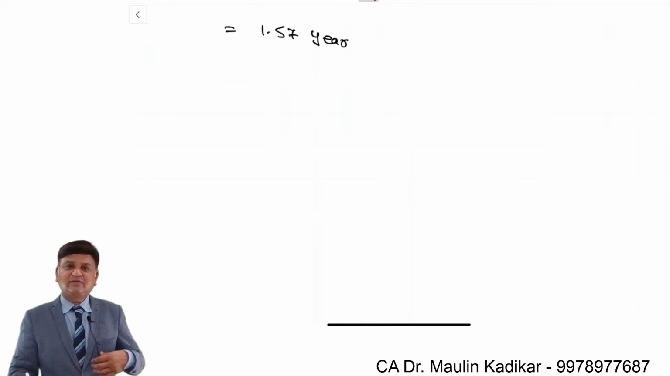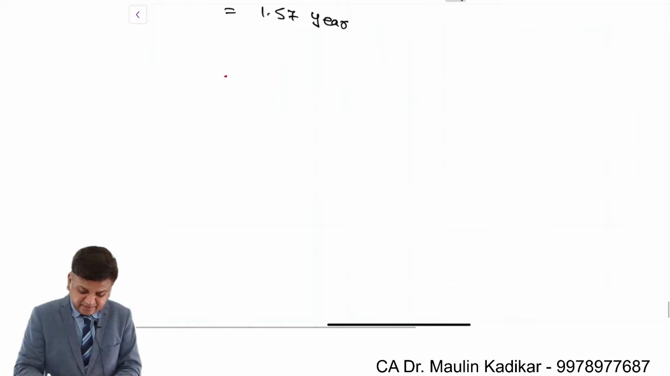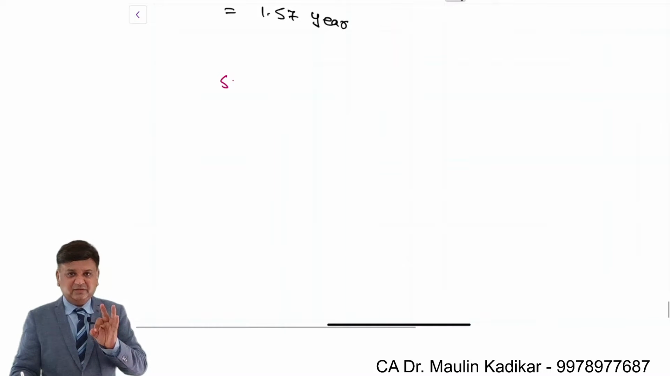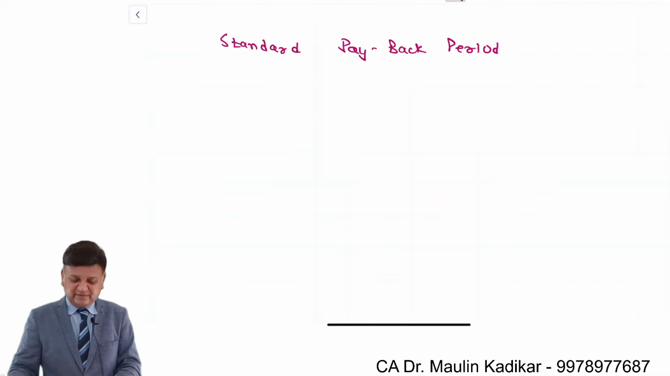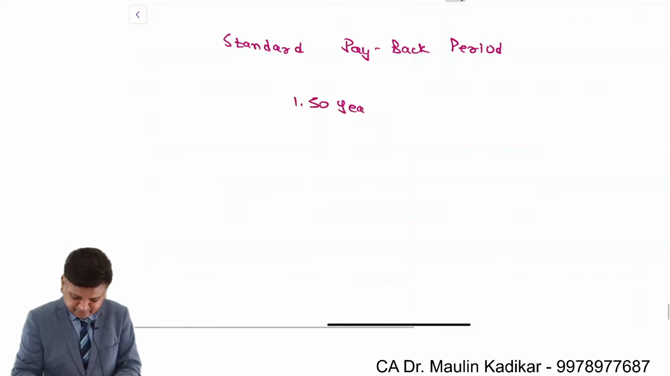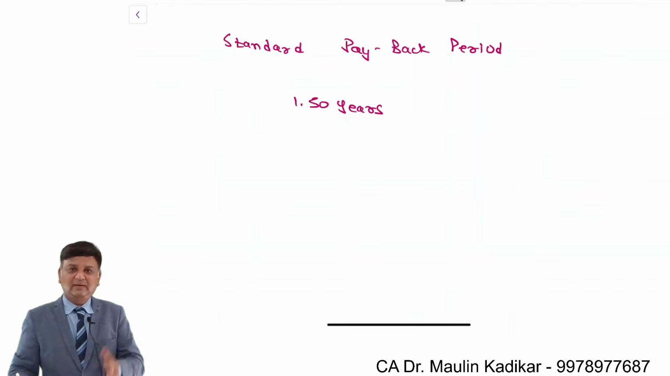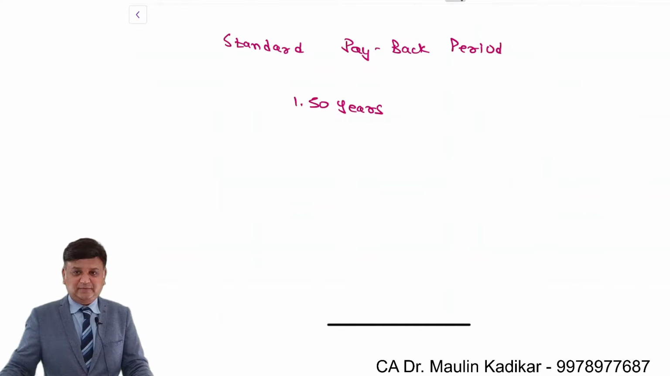Nothing is special over there. However, in case of the payback period criteria, we should be provided with some additional information with respect to the standard payback period for decision making. For example, suppose a company wants to recover the investment in, let us say, 1.5 years. Then tell me whether the project should be accepted or not.